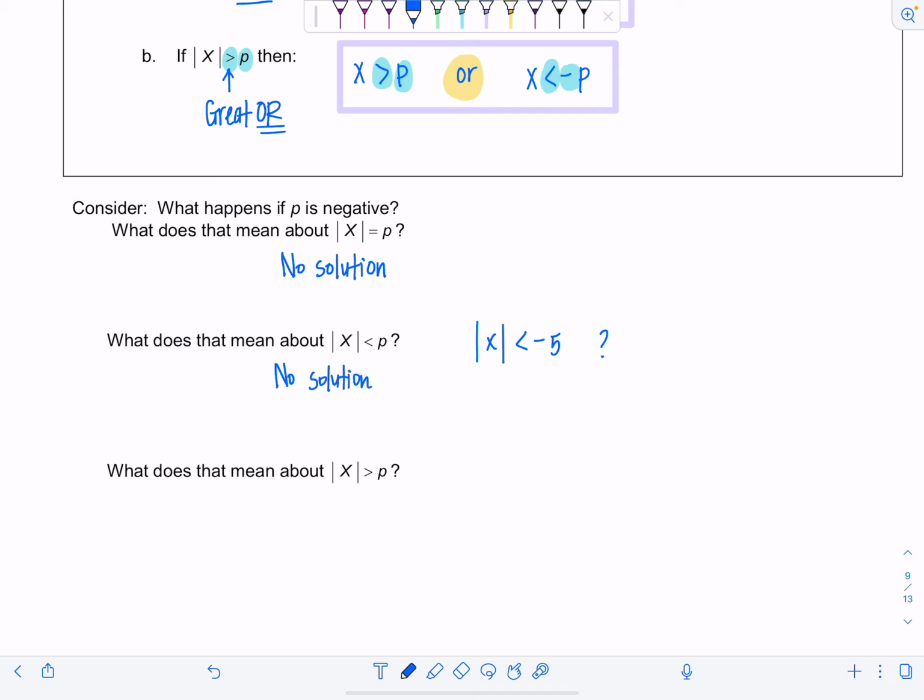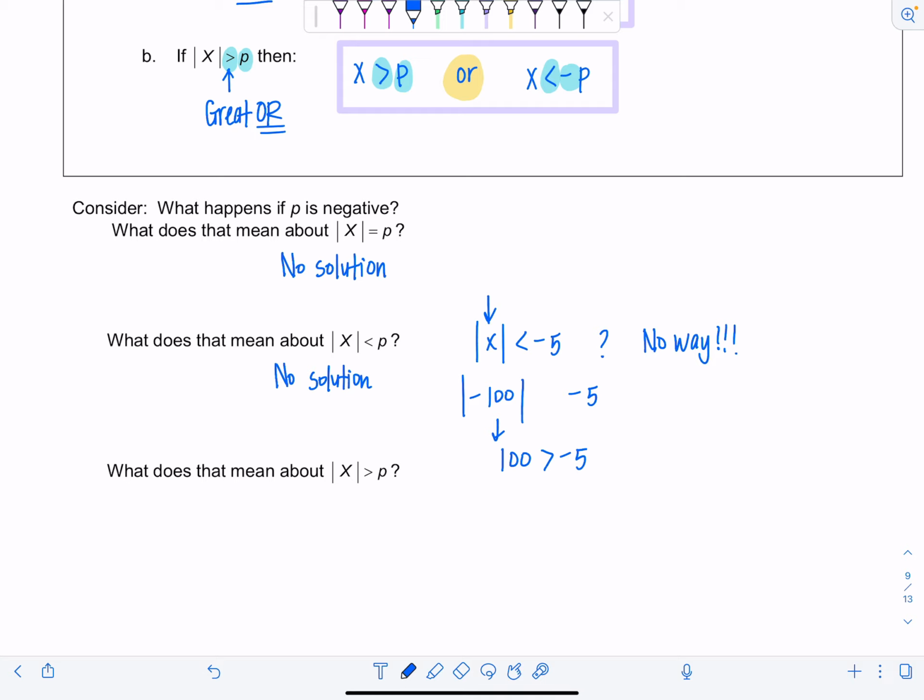Any number you put in there wouldn't work. Even if you put negative 100, after you take the absolute value, it becomes positive 100 and it's bigger than negative 5. So this is not happening, no way.